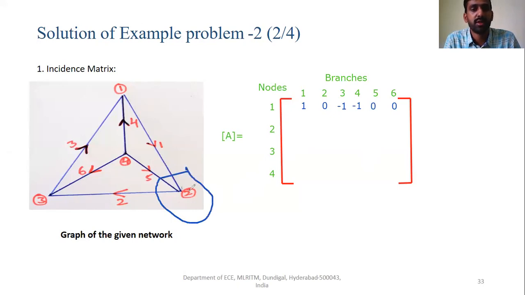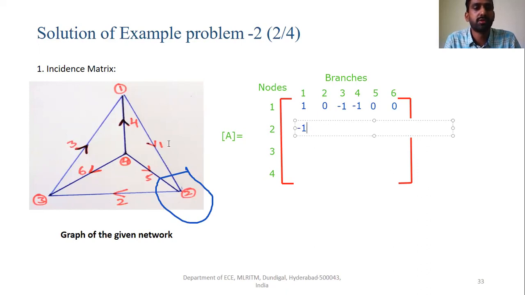So with respect to node number 2, is branch 1 incident? This is the branch 1. This branch 1 is incident, and the orientation, that means the direction, is towards the node number 2. If it is towards the node number 2, obviously the element is going to be minus 1.